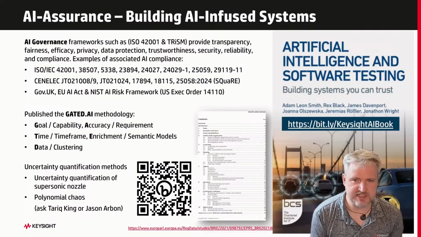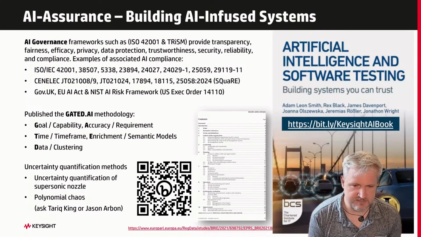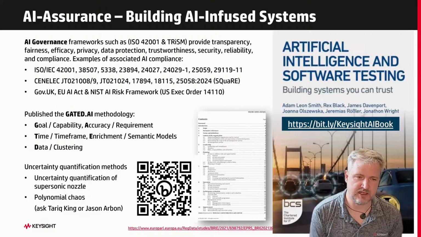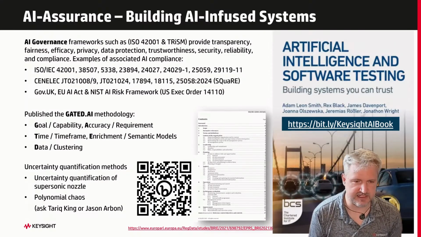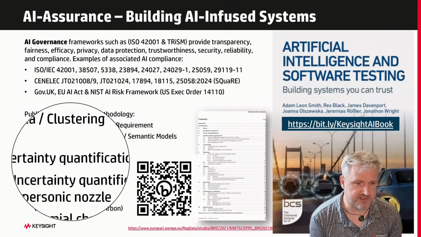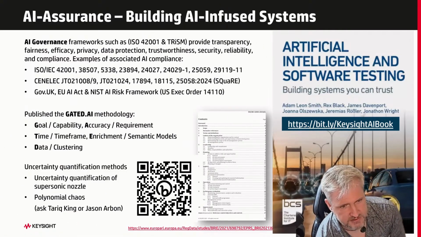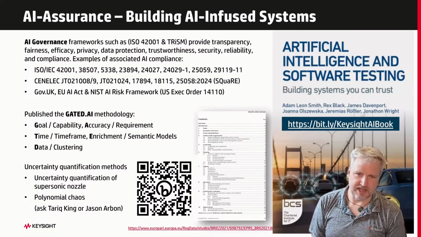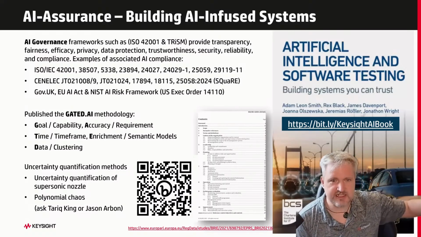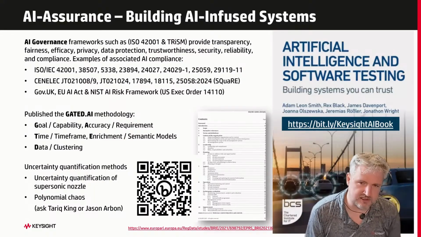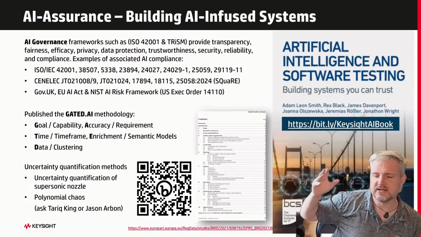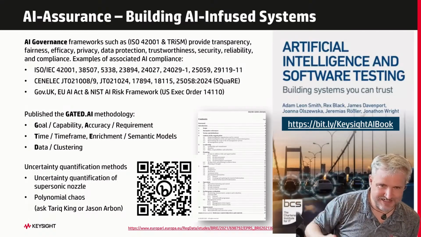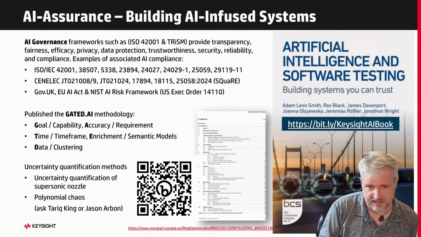But also, if we start looking into things like the 42001, which I'm going to spin up in a second, you'll see that a lot of it is around risk frameworks, whereas the ISO 29119, we've covered things like metamorphic testing. But some of it wasn't really covered. So if we look at things like supersonic nozzle and polynomial chaos, which is a Tariq or Jason question, because Tariq did his doctorate in this kind of stuff, so he knows how to test AI systems, and he's probably the best in the world at that. But some of these techniques are probably not mainstream for everybody on this call.